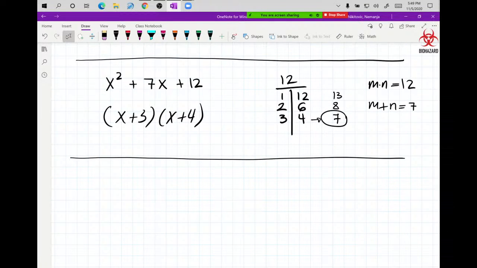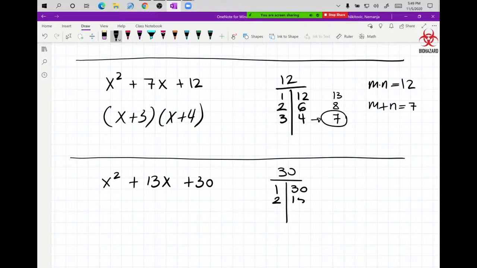Let's take a look at one more of these from the book, and then I'll give you a couple as well. So here is another one from the book, x squared plus 13x plus 30. Okay, I immediately go and I make my list of factors of 30. 1 and 30, 2 and 15, 3 and 10, 4, I'm going to skip 4. 30 is not divisible by 4. So I skip 4. And then 5. 30 divided by 5 is 6. The next number here would be 6. I already have the 6, so we're done.